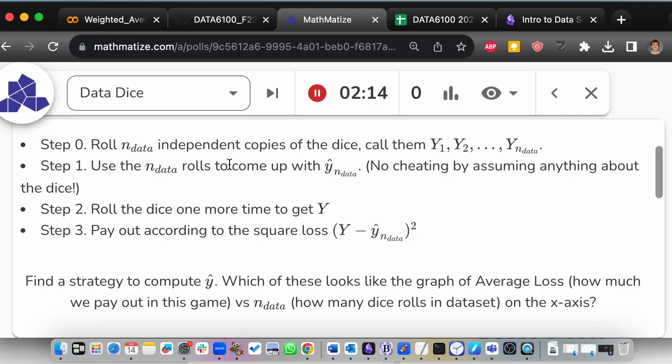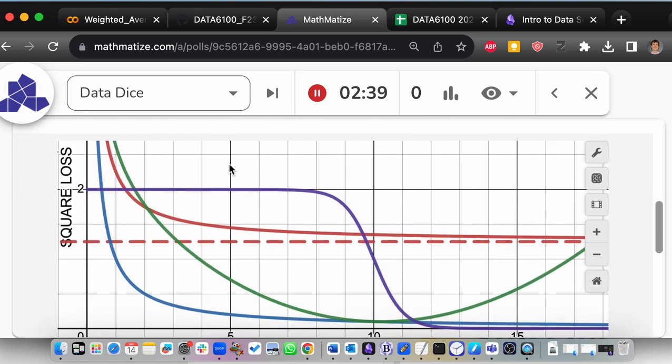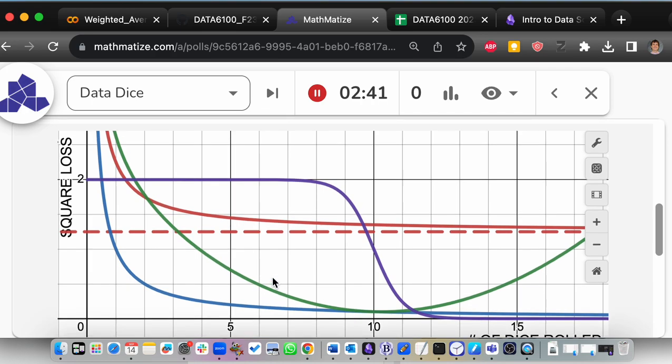So for example, if I only roll the die one time, you don't have a lot of information about the dice, so you probably owe me a lot of money. If we roll it many, many times, then maybe you get to really know that dice well, and you can pay me less money. And the question is, what is the shape of that function? So how much money you owe me playing the game versus number of data points, what is the shape? There are 4 options plotted here: a red curve, a blue curve, a green curve, and a purple curve.